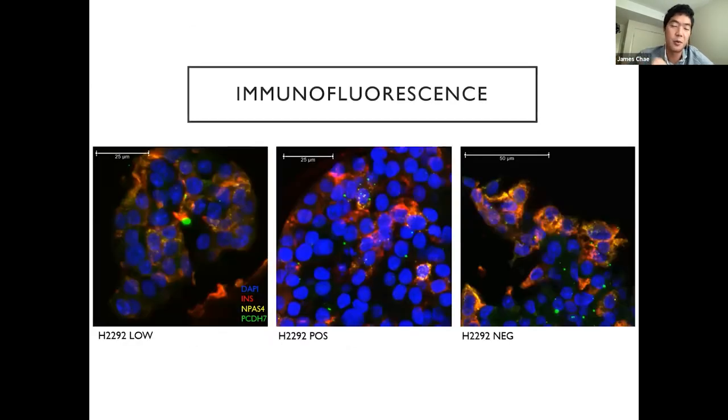The second big stream of my project was immunofluorescence. Here in all three of these conditions, you can see a green PCDH7, a yellow MPAS4, and red insulin that are overlapping very well. This overlap provides support for the subtypes that have been shown by the data set before, and for the fact that PCDH7 marks cells with enhanced insulin and enhanced beta cell function. Next slide, please.